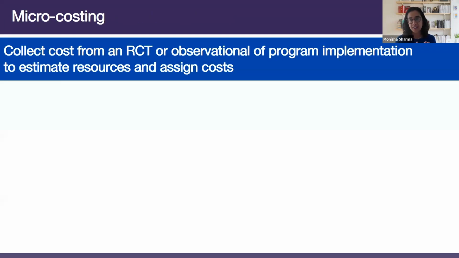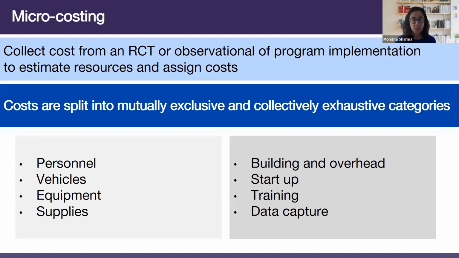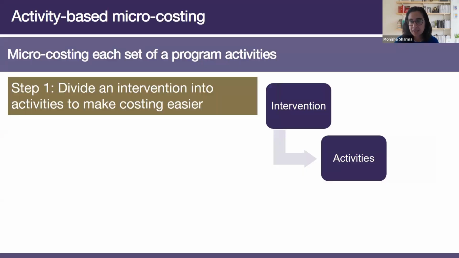And in microcosting, when we collect costs either from a randomized clinical trial or an observation of a program implementation of an intervention, we can use this to estimate the resources and assign cost to those resources. So we often split costs into mutually exclusive categories. Here are just some examples: personnel, vehicles, equipment. Then you can more easily define the costs that are associated with each of these categories.